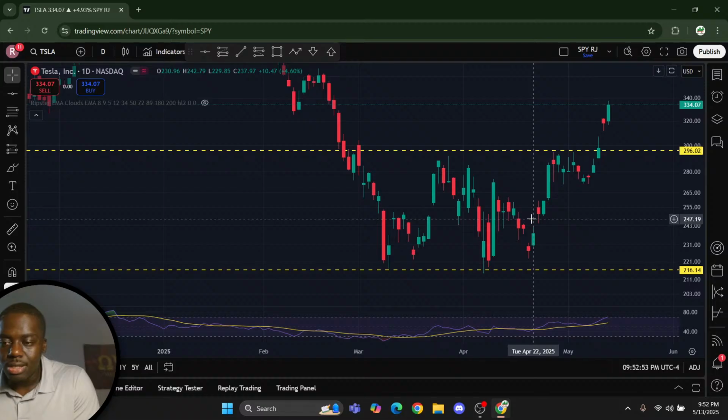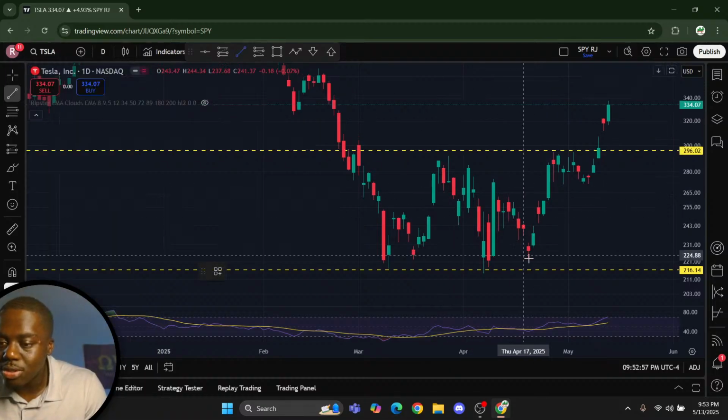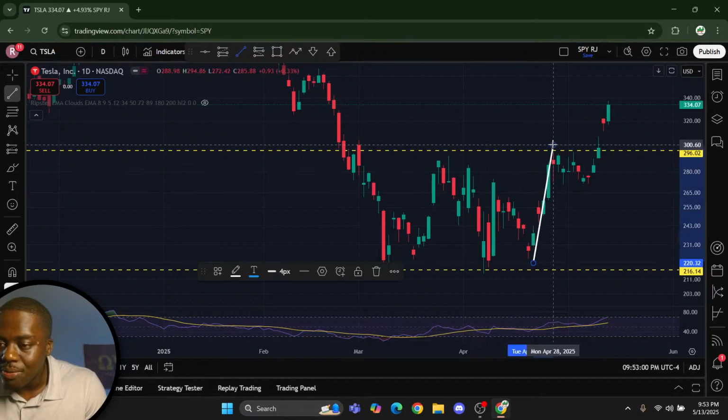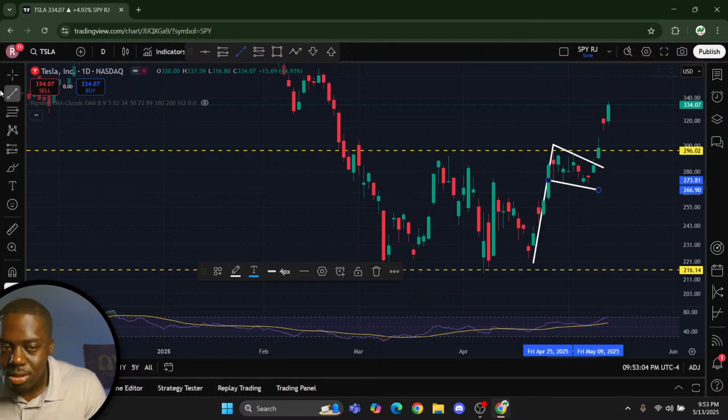What else do we have? Notice that Tesla, when it pushed up this last time, it formed a chart pattern. Another basic principle.